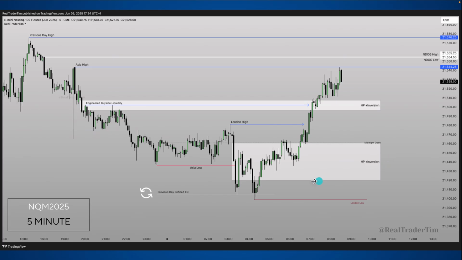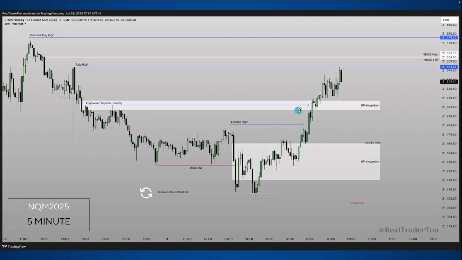And again, if we have this high probability inversion, that should be a smokescreen for a BISI below, right? And we do have one little one here, but what's the argument more so why we shouldn't go to London low? Well, we already delivered to previous day's refined EQ. We had a sweep, and we closed above the high probability inversion. Now, on top of this, when we sweep London high, looking at this chart, is there any sign of reversal? No, there's not, right? We just pump higher. And again, it's in line with the higher time frame trend.